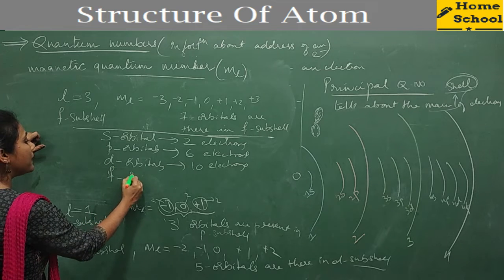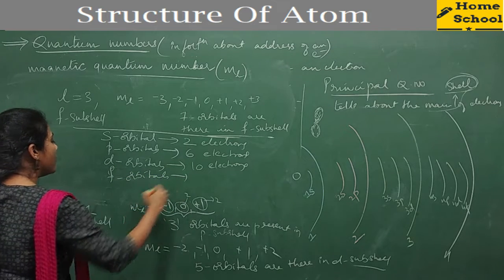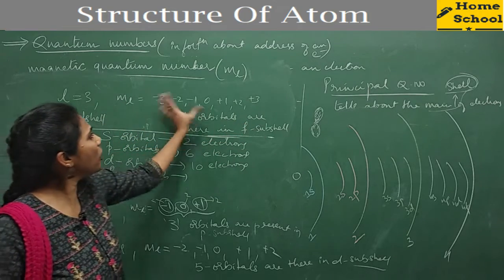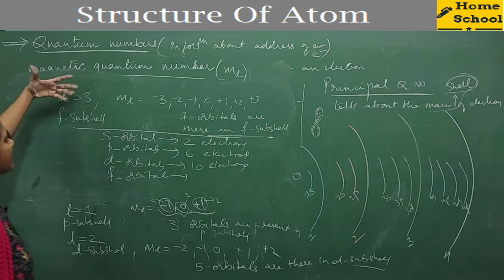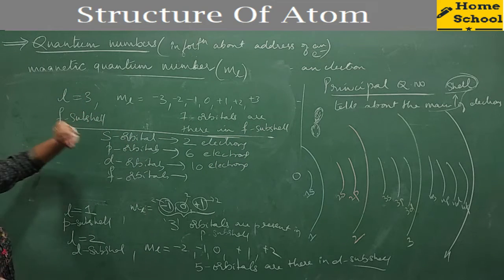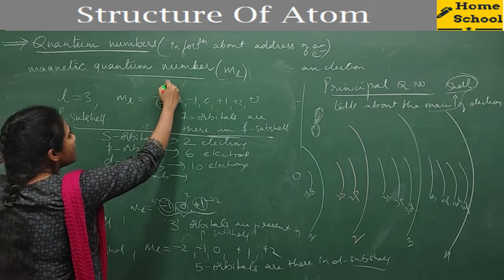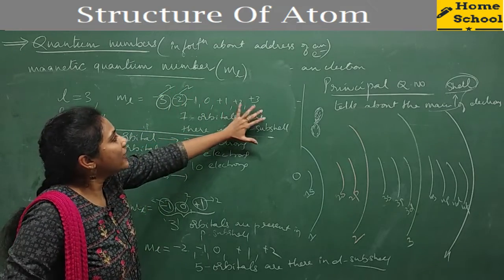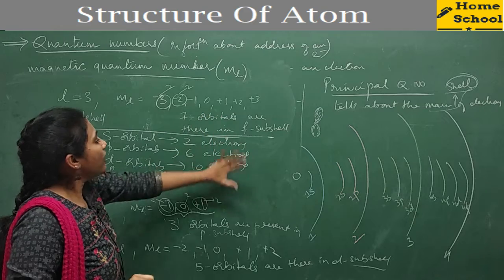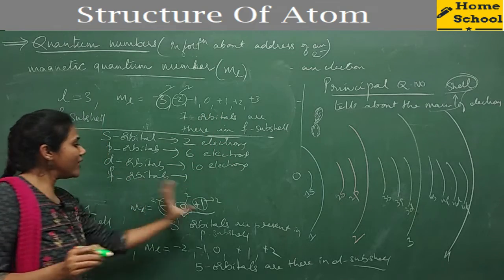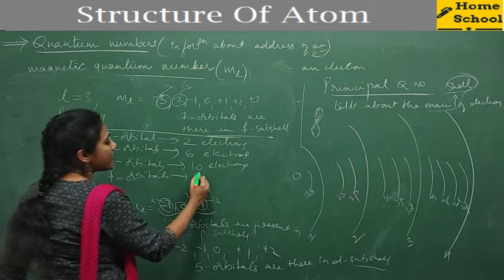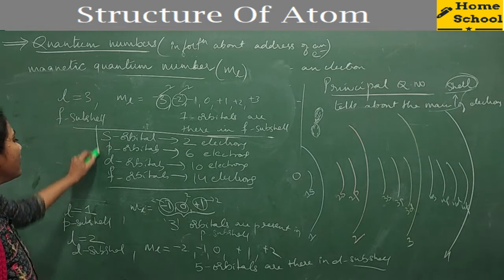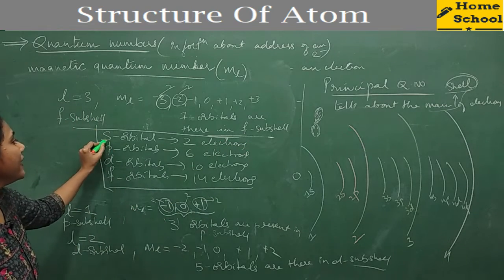And coming to the f orbitals. How many are there? 7 f orbitals are there. Why am I calling these f orbitals? Because they are present in the f subshell. This is 1 orbital that gives place for 2, this is the second orbital that gives place for 2, like that each orbital gives place for 2. So total 7 f orbitals are there. Together in 7 f orbitals, how many electrons can stay? 14 electrons can stay.